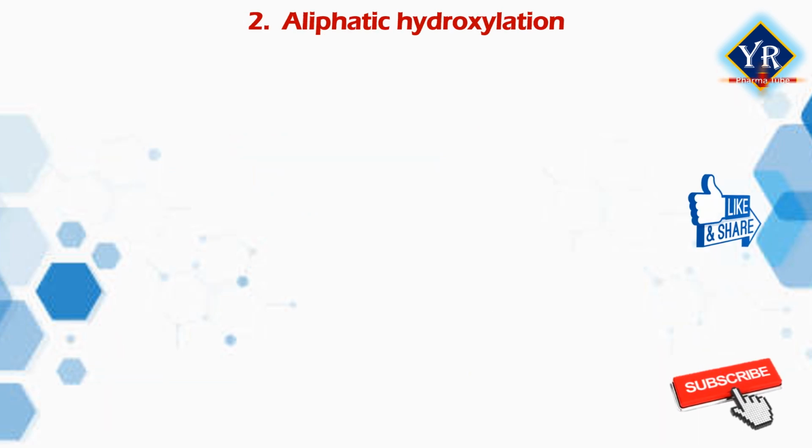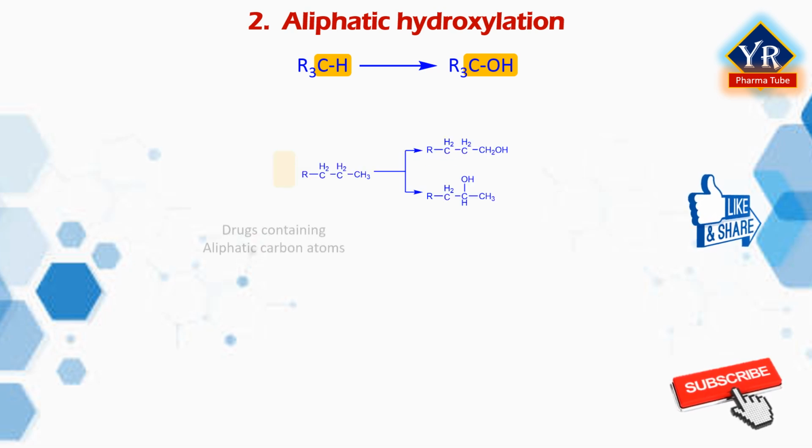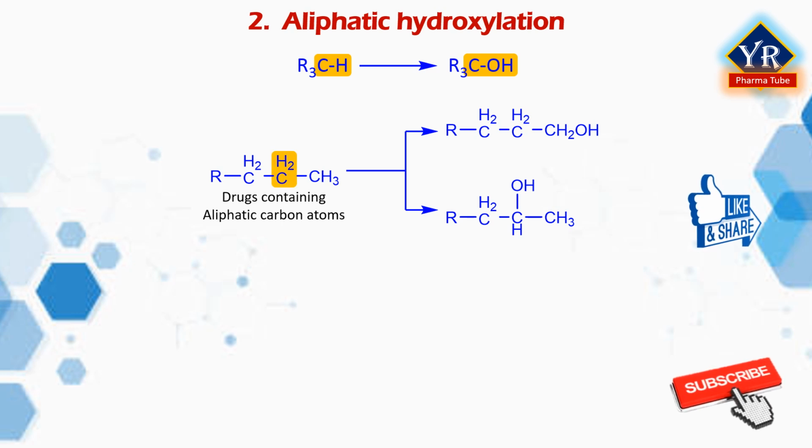etc. Coming to aliphatic hydroxylation. Aliphatic hydroxylation is the insertion of an oxygen atom into an aliphatic carbon-hydrogen bond. See the equation. The hydroxylation of an aliphatic or alkyl carbon atoms, that is CH2, can also be catalyzed by cytochrome P450 enzyme. This oxidation can take place either at the terminal methyl group or at the penultimate, that is next to the last carbon atom as shown in the picture.